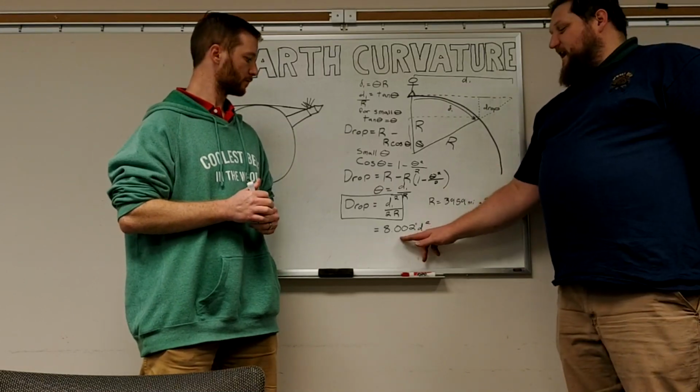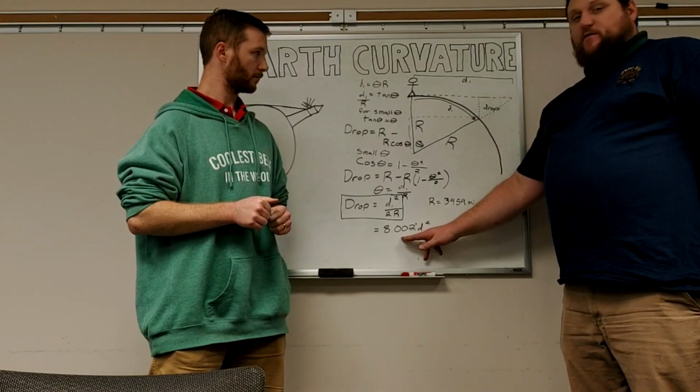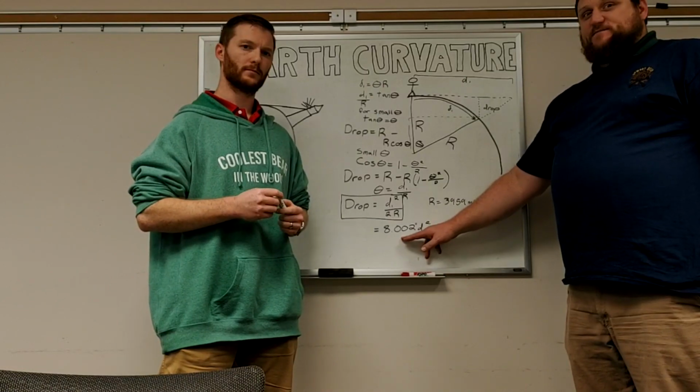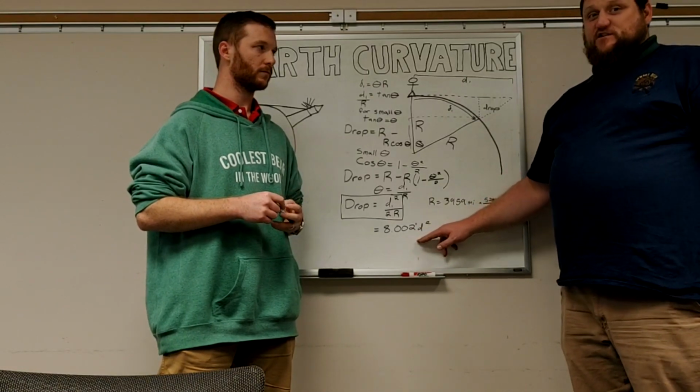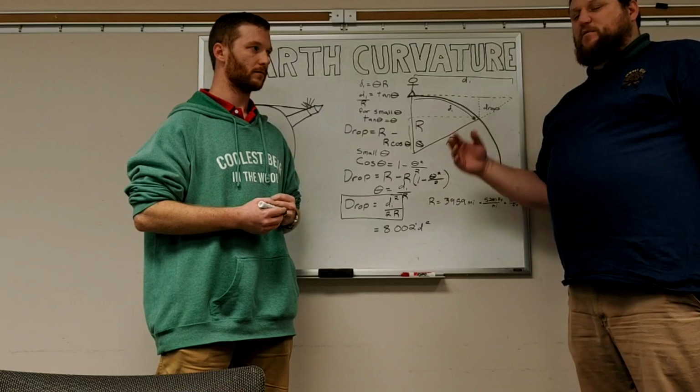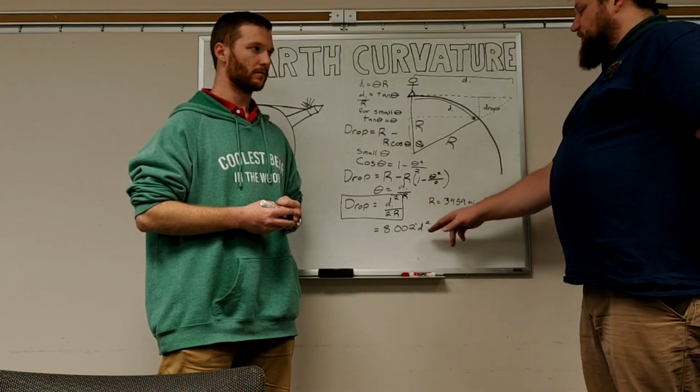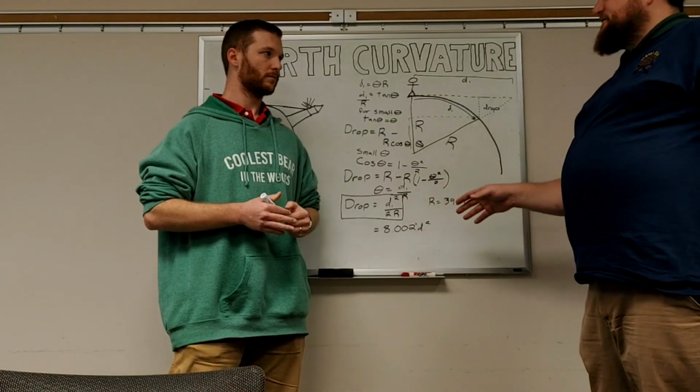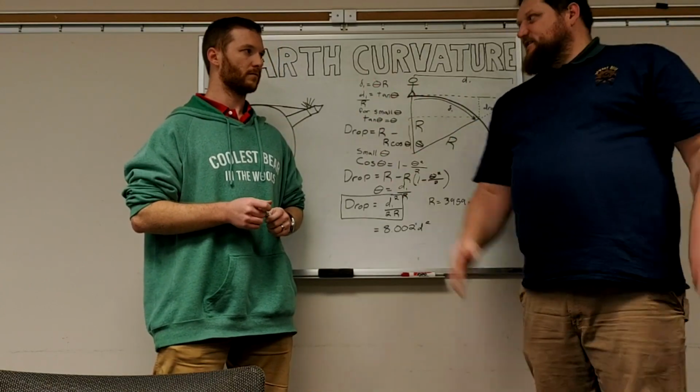So we went through, we derived the 8 inches per mile squared, which we're not disputing. That's a good approximation. It's a good model up to a point. It's only a second order polynomial model, so that's why it drops off after a certain distance.